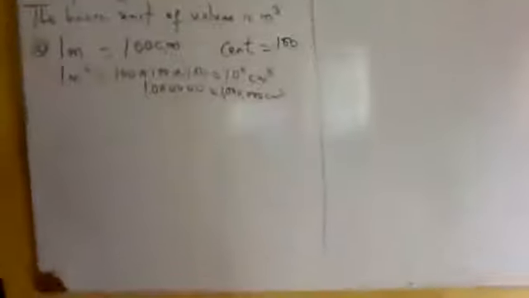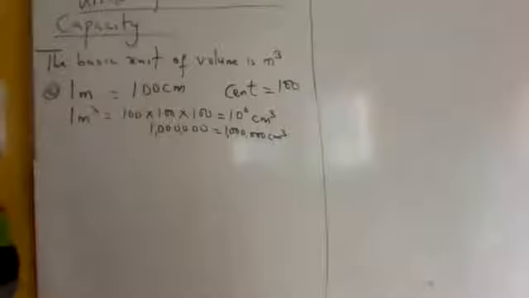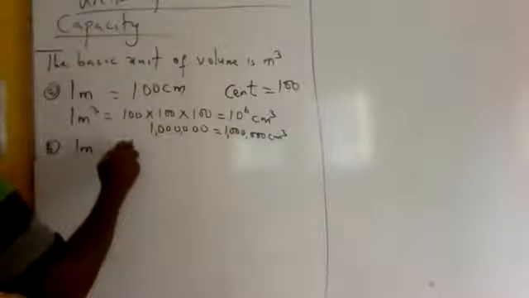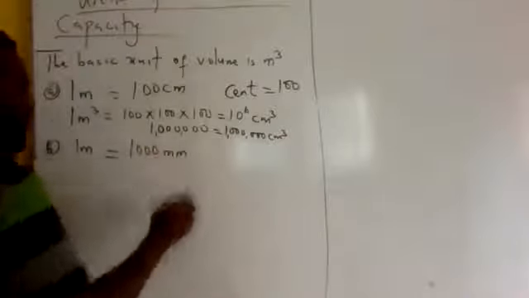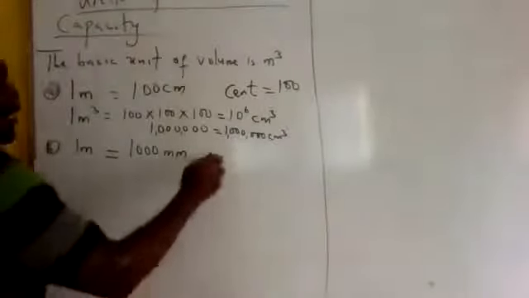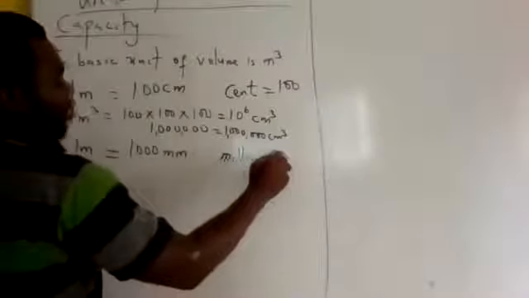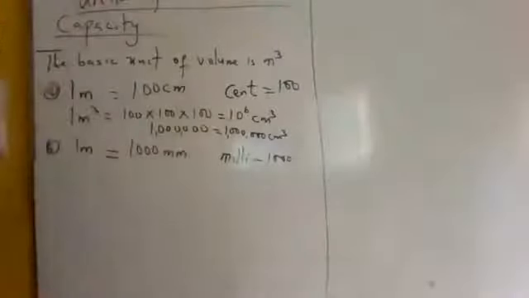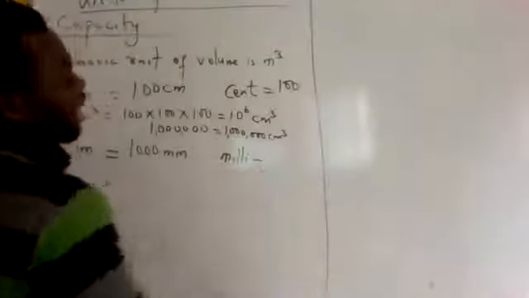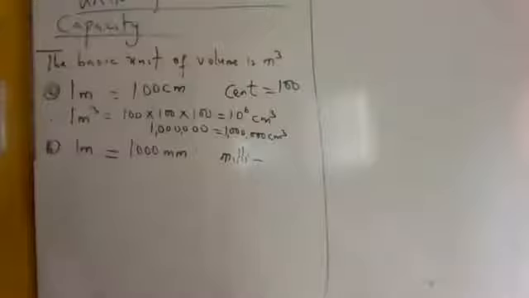Now another basic unit is: 1 meter is equivalent to 1,000 millimeters. Milli. What do we say milli? Milli is 1,000. But it's not actually 1,000. It's actually 10 to the power of -3. But milli, 1,000. So 1,000 millimeters is equal to 1 meter.